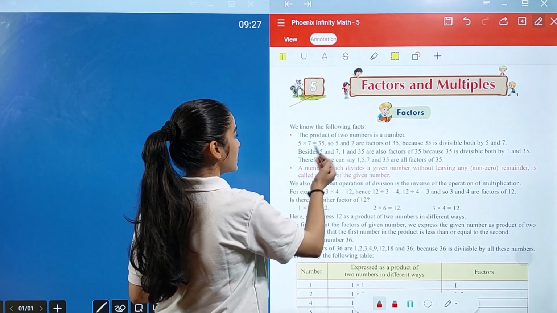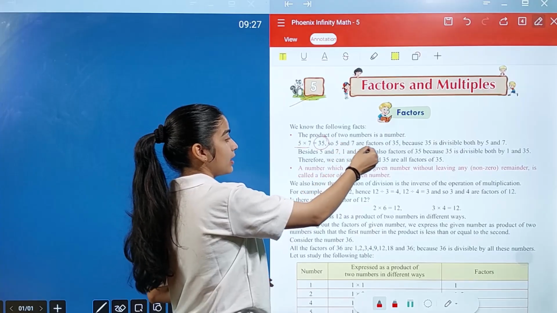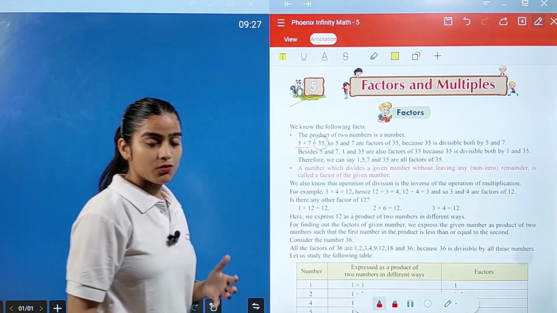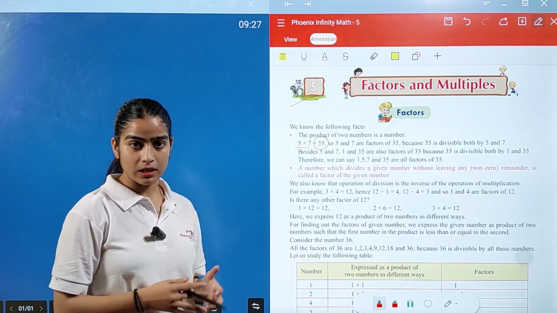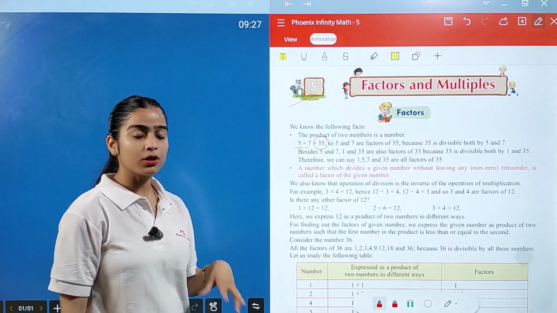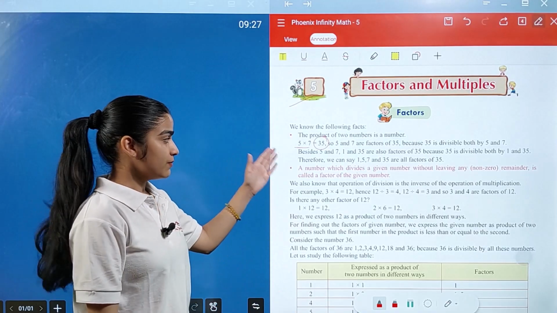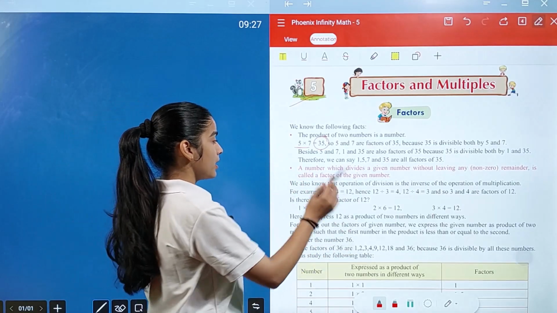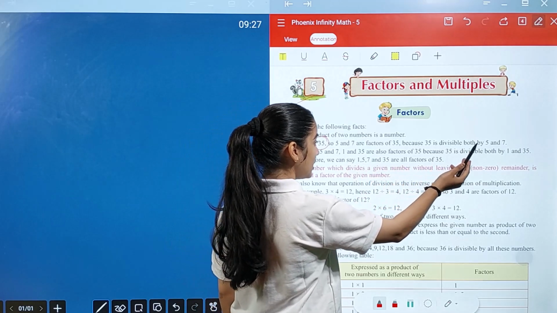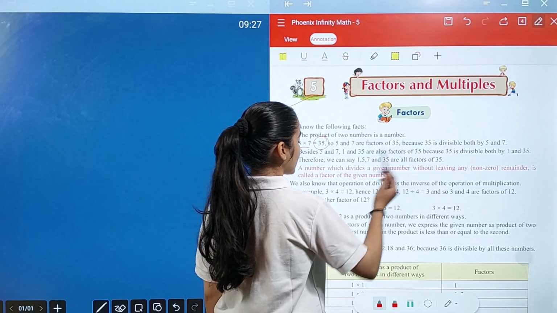We know the following facts. The product of two numbers is a number. 5 multiplied by 7 is 35. 5 and 7 are the factors of 35 because 35 is divisible by both 5 and 7. We already learned about factors and multiples in our earlier classes. If we have two numbers 5 and 7 and the product of it is 35, we can easily say that the factors of 35 will be 5 and 7. Right, students? Well done. Now, besides 5 and 7, 1 and 35 are also factors of 35 because 35 is divisible by both 1 and 35. Therefore, we can say 1, 5, 7 and 35 are all factors of 35.